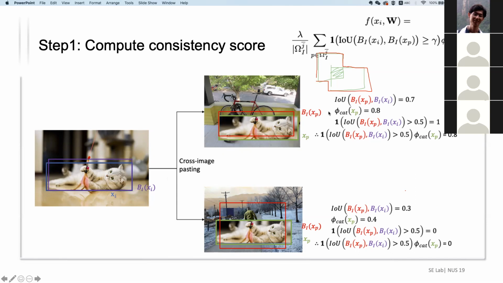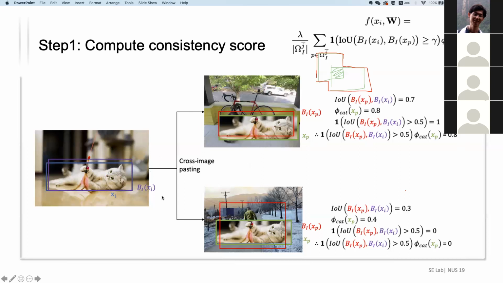We also compute the classification confidence for this newly pasted proposal, which is 0.8. And then we do a thresholding on the IOU. The thresholding is just, if it is above 0.5, then it's just 1. So the consistency of this particular pasted proposal is equal to 0.8.